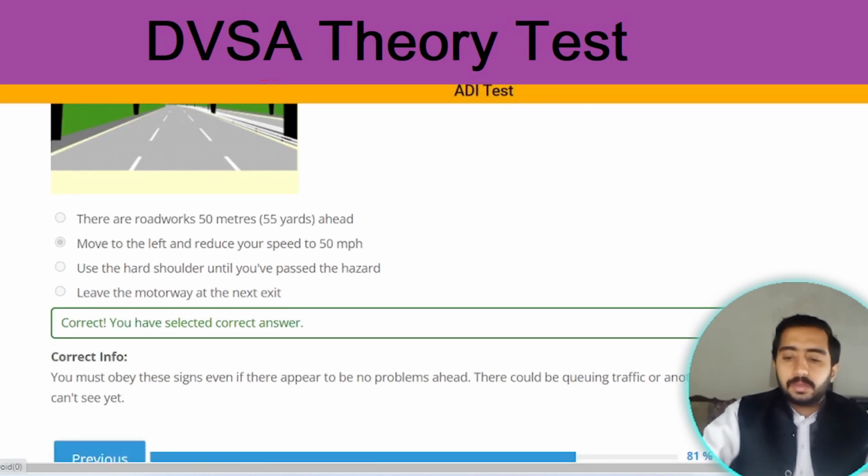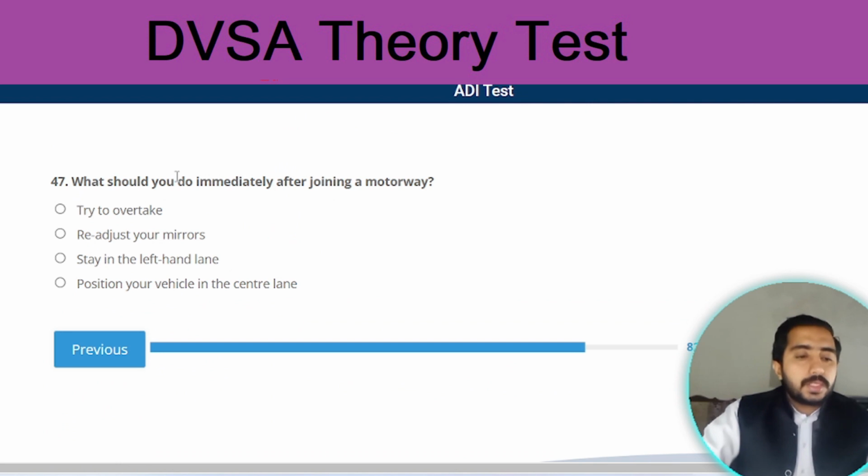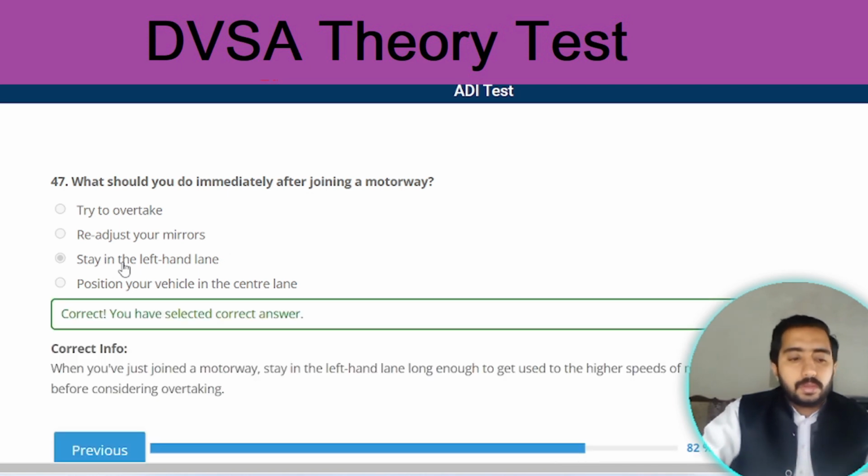Next one. Question number 47. What should you do immediately after joining a motorway? After joining a motorway, you need to go immediately to the left-hand side of the motorway.